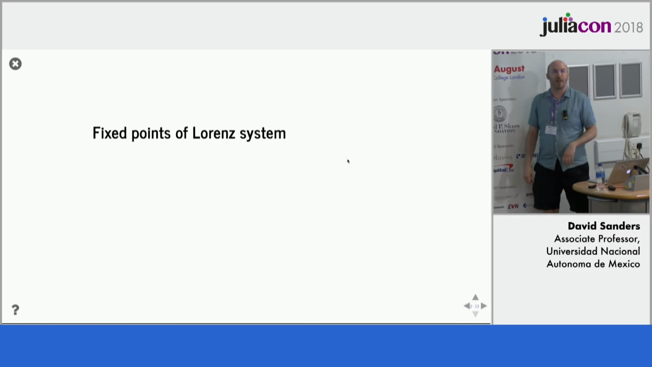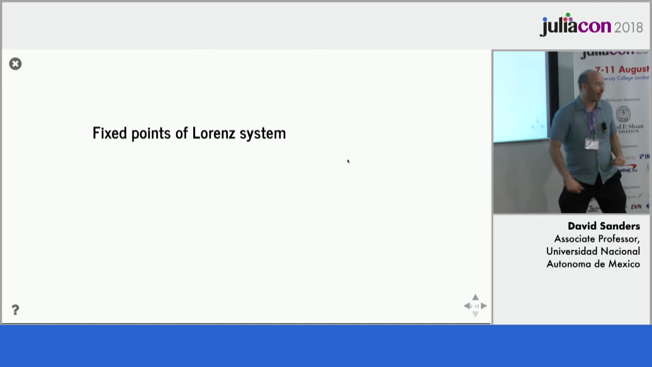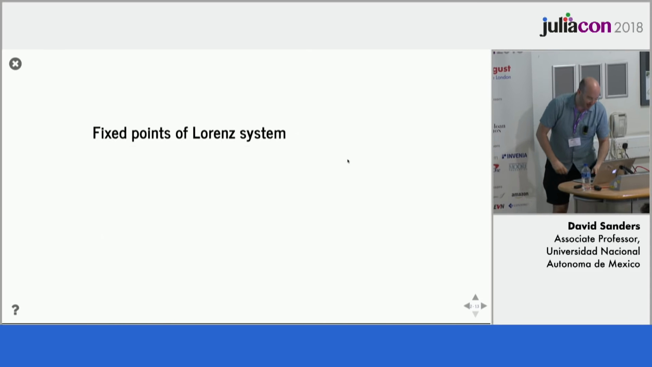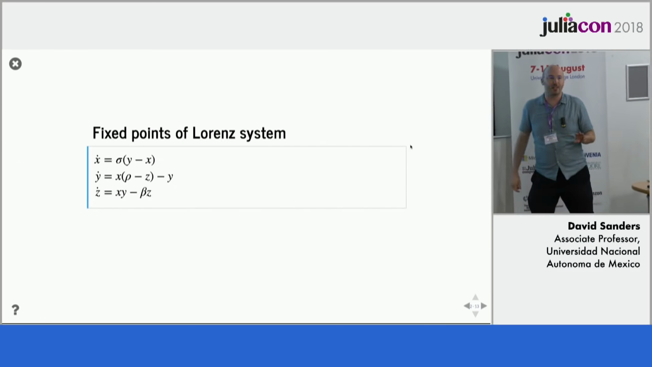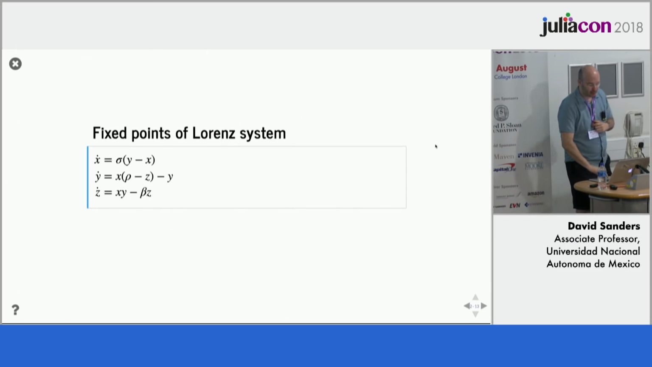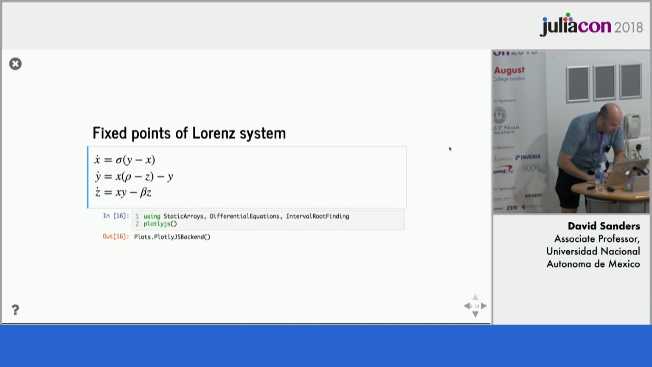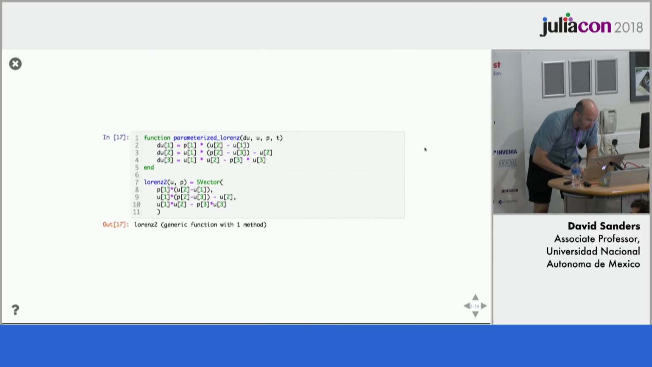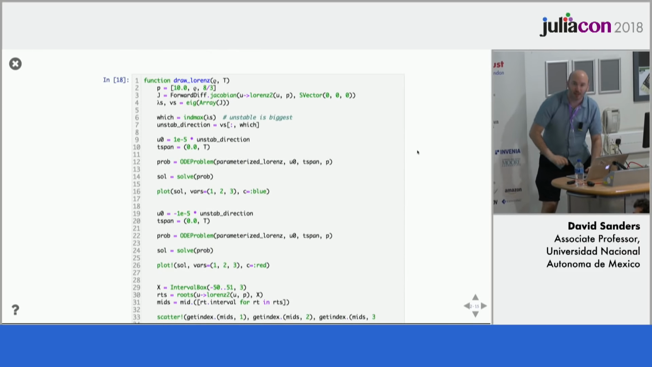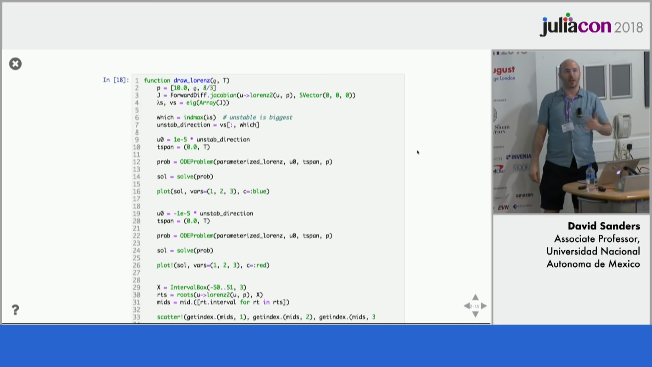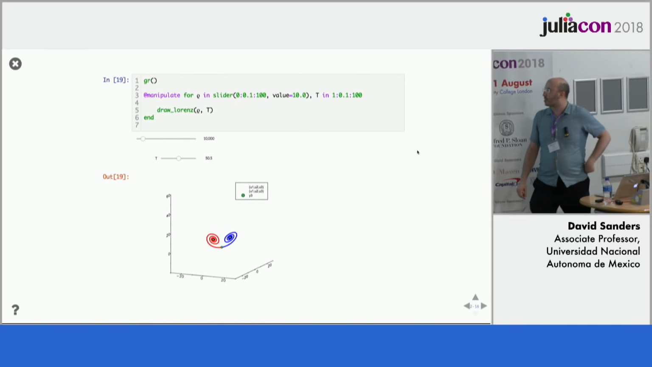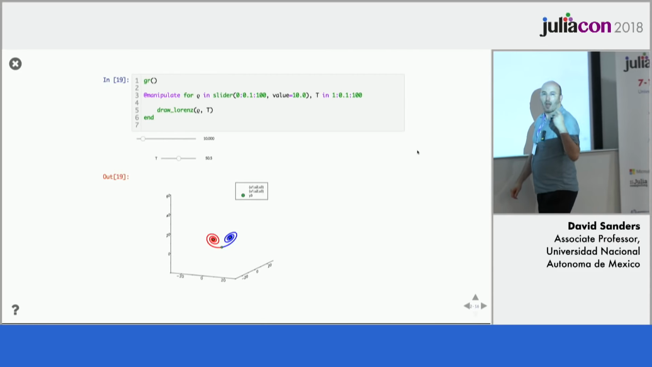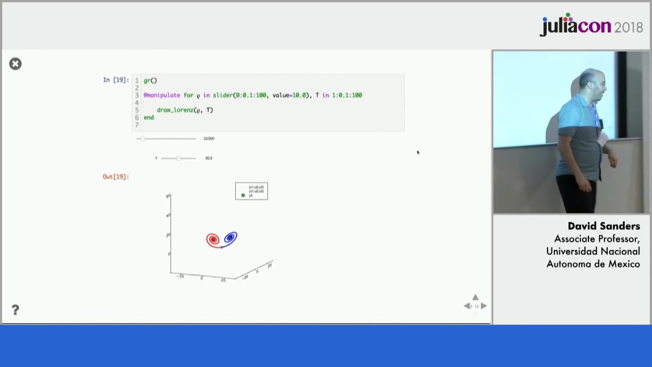Okay, so here's an example in 2 dimensions, kind of boring. How about 3 dimensions? Let's look at the famous Lorenz system, 3 differential equations that has a chaotic strange attractor for certain values of the parameters. I'm going to use the DifferentialEquations.jl package to solve the equations in a non-rigorous way, but I'm going to find the fixed points of the equation using my interval root finding package.